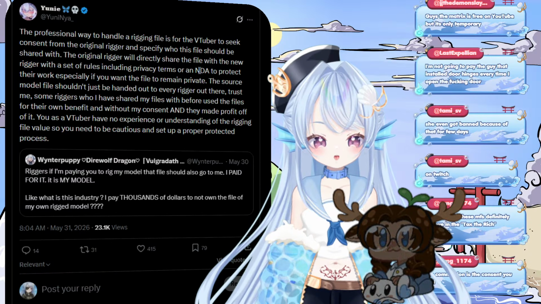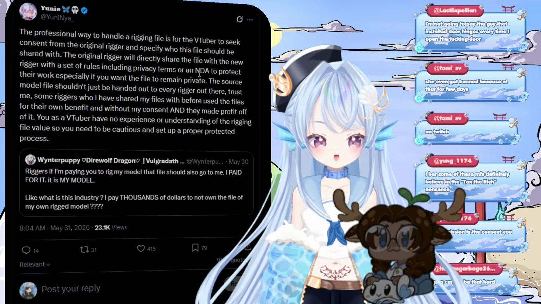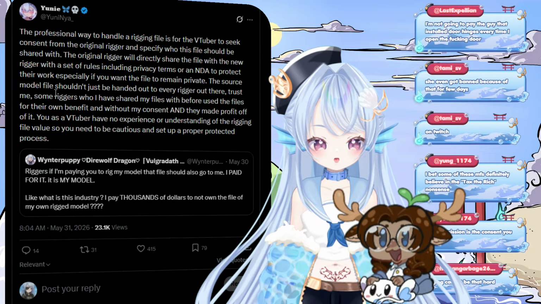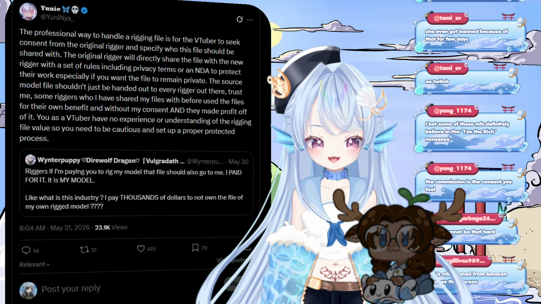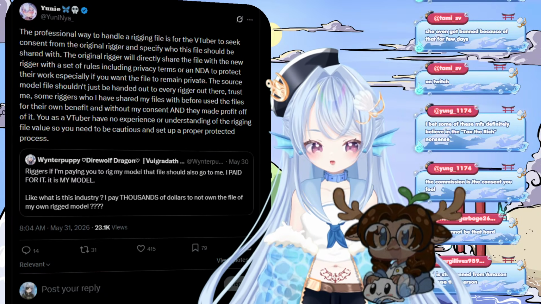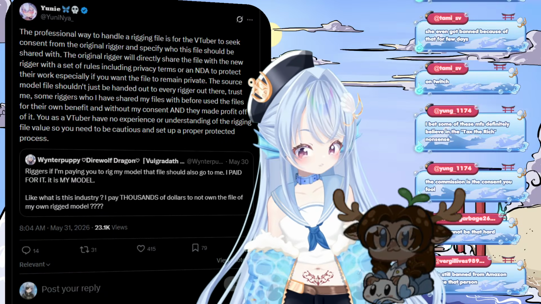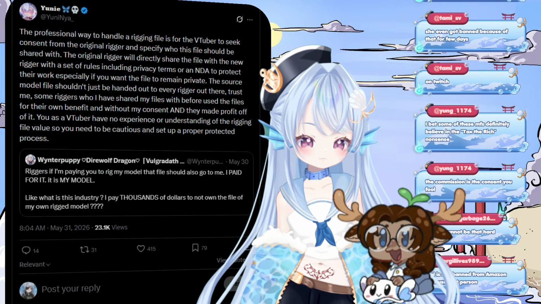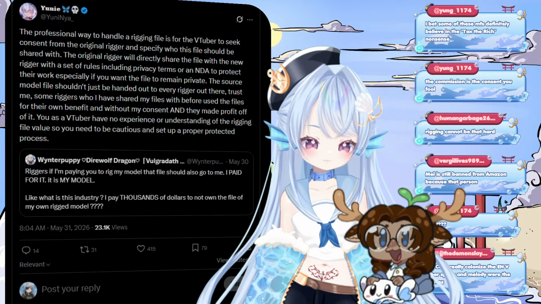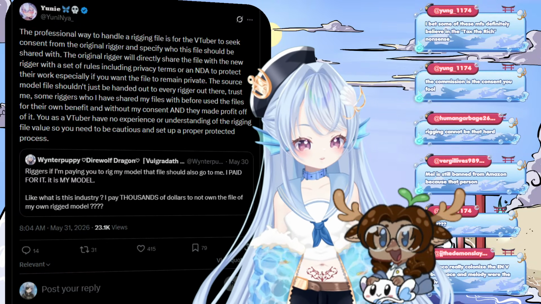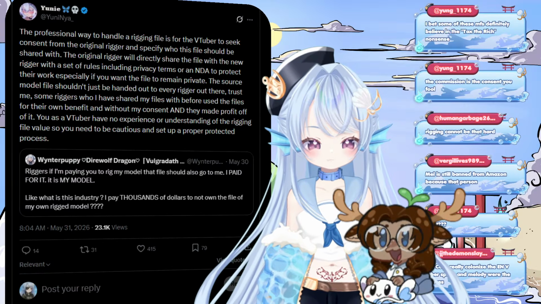The original rigger will directly share the file with the new rigger with a set of rules, including privacy terms or an NDA to protect their work, especially if you want the file to remain private. That makes no sense. Yeah. What? Okay, again, some of this stuff makes sense when you're talking about the VTuber model itself. And I can understand an NDA if the artist or the VTuber themselves want to keep the thing private. What would you need an NDA for rigging?